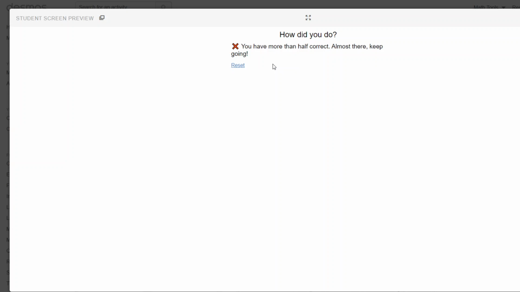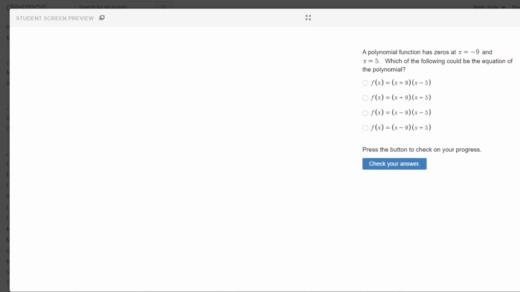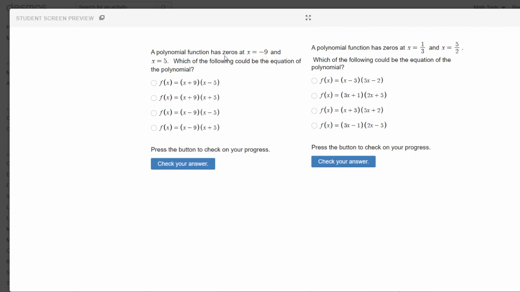You can check your matches as you're going along. I have more than half correct. I know that I missed a couple out right at the end there. Polynomial has factors -9 and 5. Which of the following could be the polynomial?